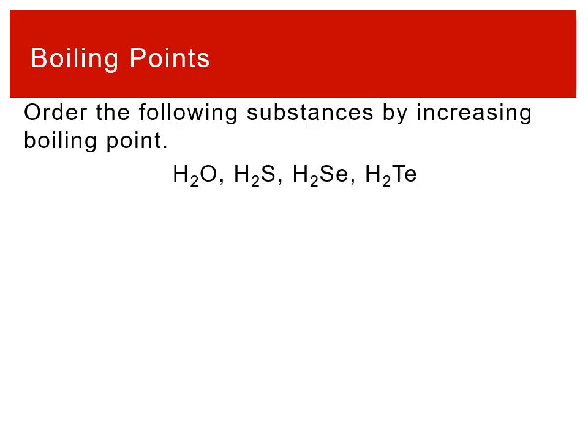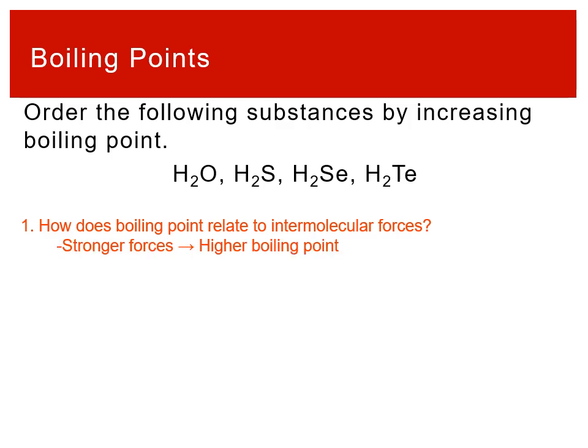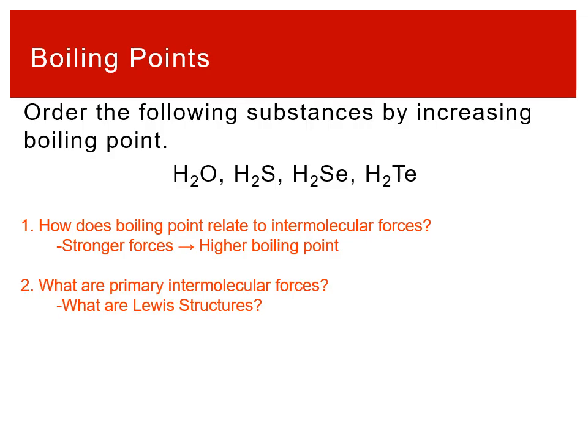So let's look at an example where we use this idea. We're going to order our substances by increasing boiling point. So I've got H2O, H2S, H2Se, and H2Te. Whenever we're predicting the property of a bulk phase, it's going to be based on what the intermolecular forces are and how strong they are. We know stronger forces lead to higher boiling point. And again, I just want relative order, I want to arrange them by increasing boiling point. I don't need numbers here. So what are the primary intermolecular forces? What are the Lewis structures?